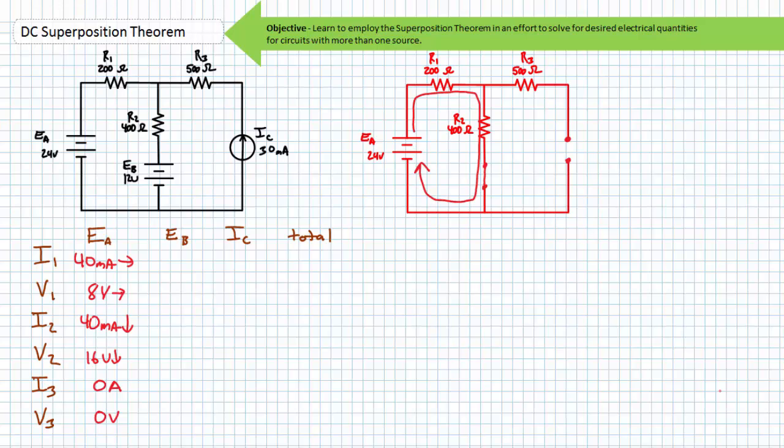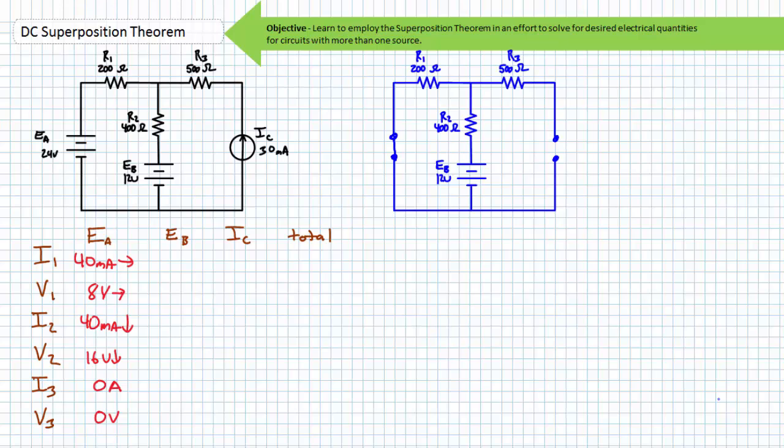R3 will experience no current. The voltage drop across resistor 1 will be 8 volts, positive to negative left to right. The voltage drop across resistor 2 will be 16 volts, positive to negative top to bottom. And R3 will experience no voltage drop.